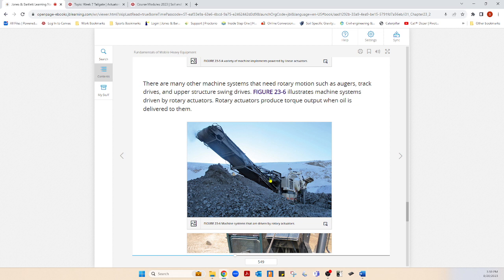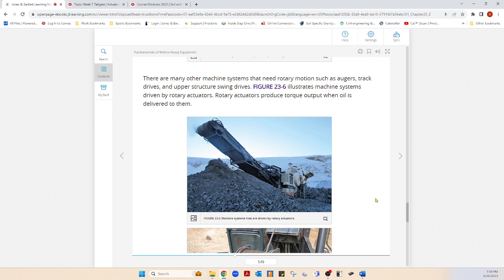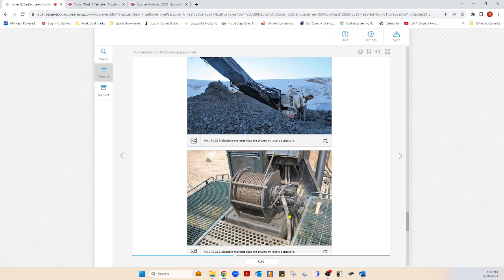Rotary, because it has to move this belt like this. So the linear is not going to work. You would need a hydraulic motor to operate this guy. What about this one? There it is. There's your hydraulic motor. It has the fluid going this way, you're lowering. This way, you're raising.